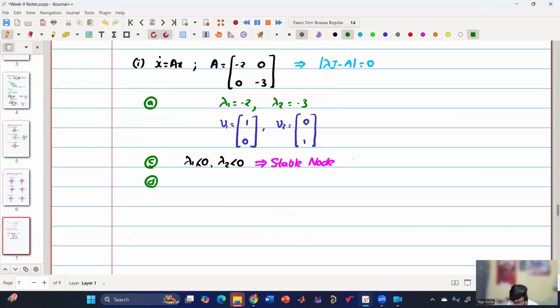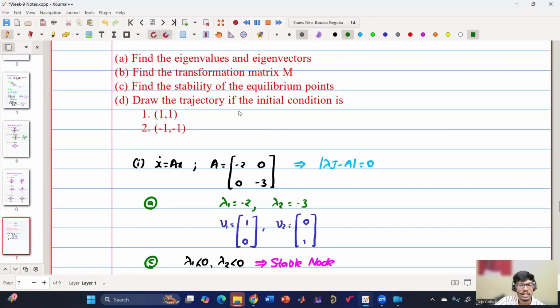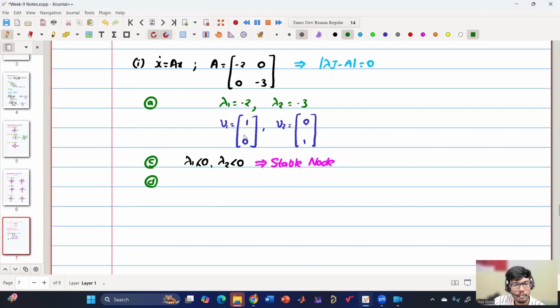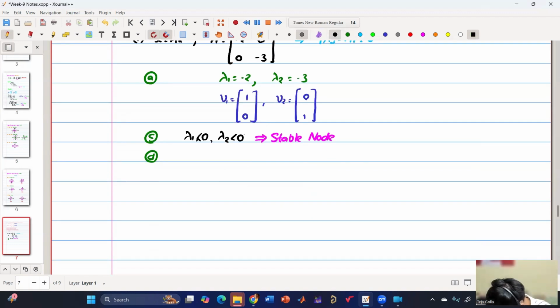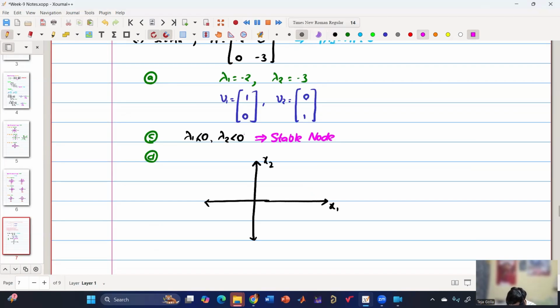So D part. So now D part, I'm asking what is the trajectory if the initial condition is 1, 1, -1, -1. So let me draw the axis first. So this is x1, this is x2. So I am starting one from 1, 1, another one is -1, 1. So how is it going to go? Is it going towards the origin or away from the origin? It is going towards the origin.